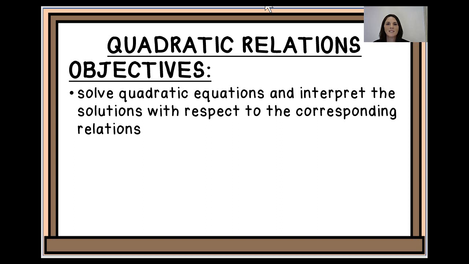Hi everyone. Today we are going to be talking about solving quadratic equations, and we're going to interpret the solutions with respect to the corresponding relations. We're going to be looking at maximum and minimum problems, as well as problems where we need to use the quadratic formula. Okay, go ahead, grab a piece of paper and a pencil, and let's get started.